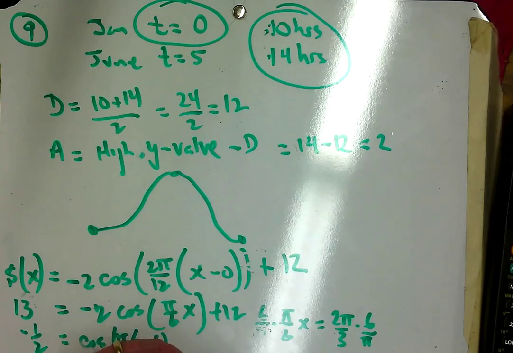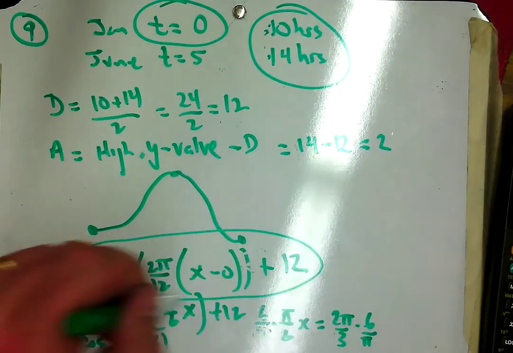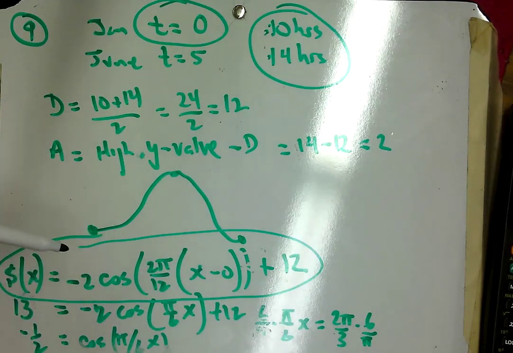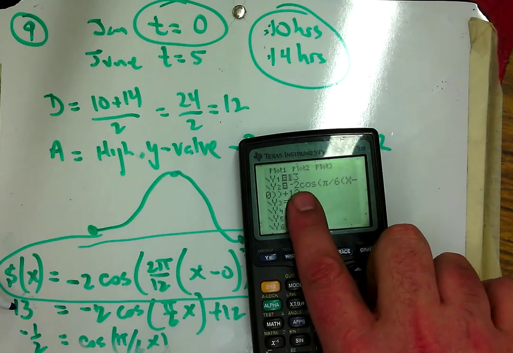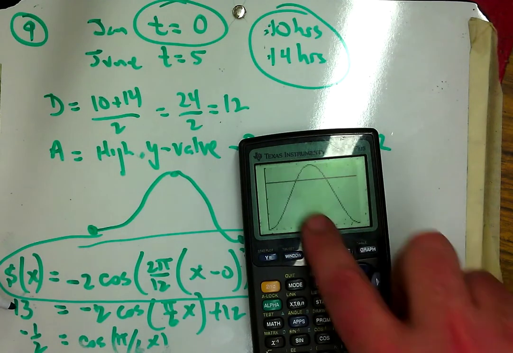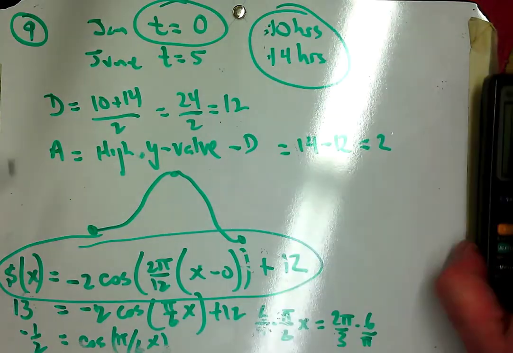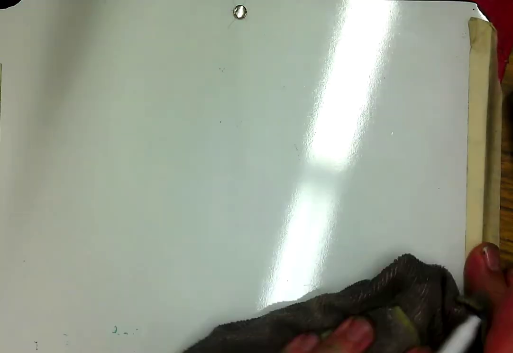So I've got 2 ways to solve this after I build the model. I have to build this hours of sunlight model and then set that model equal to 13 either algebraically or graphically by graphing both of those and seeing where they intersect. Okay? There's problem 9. Let's take a look at problem 10.